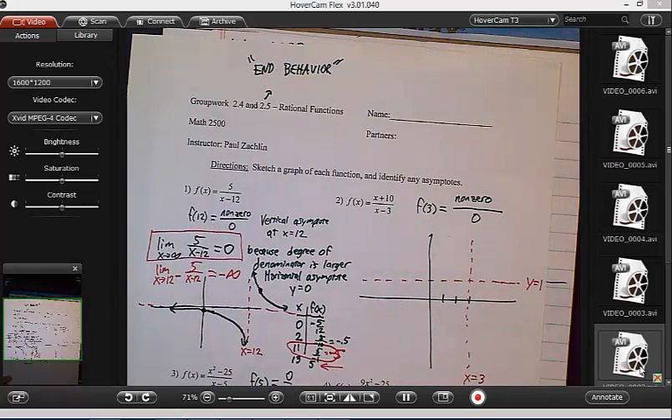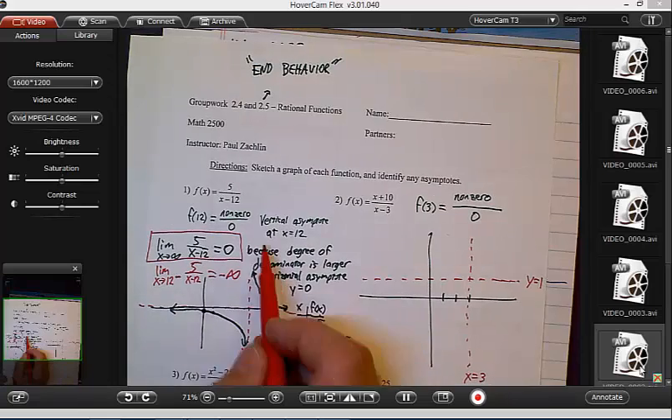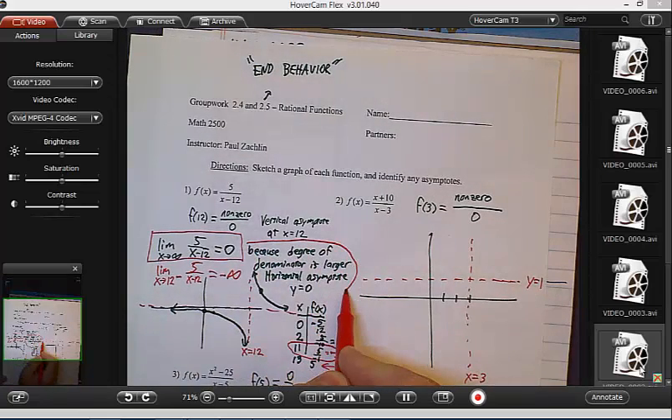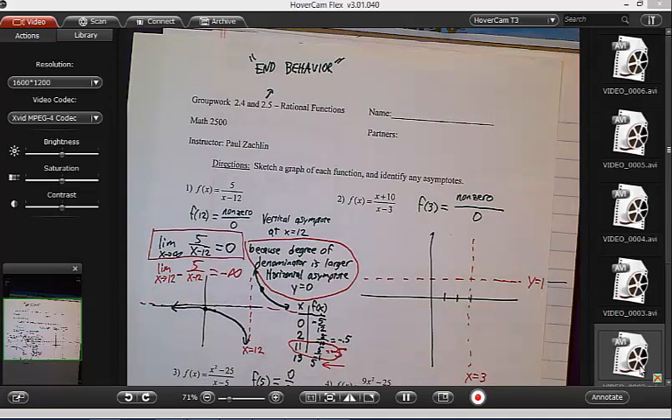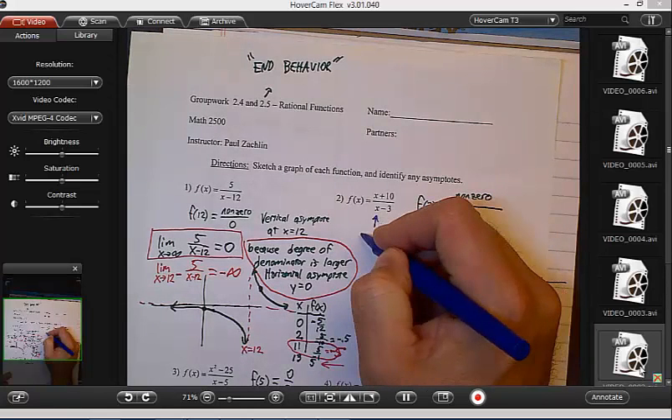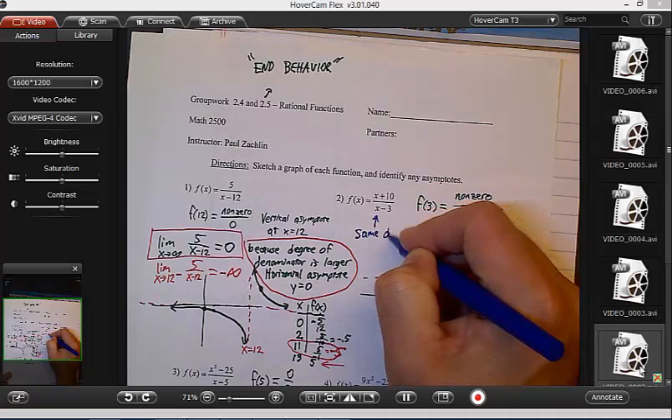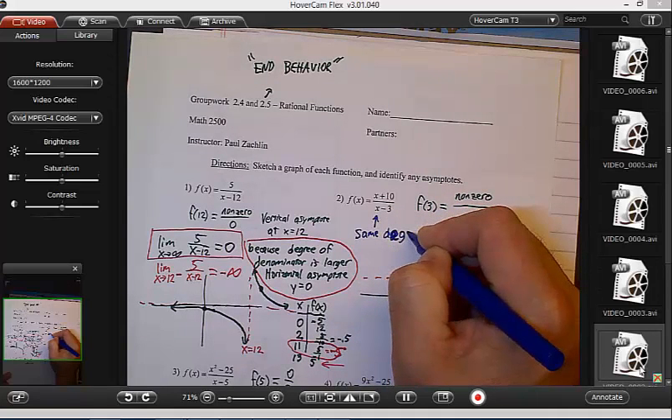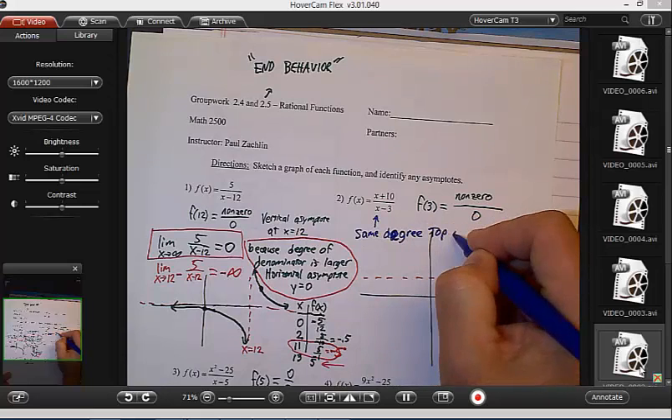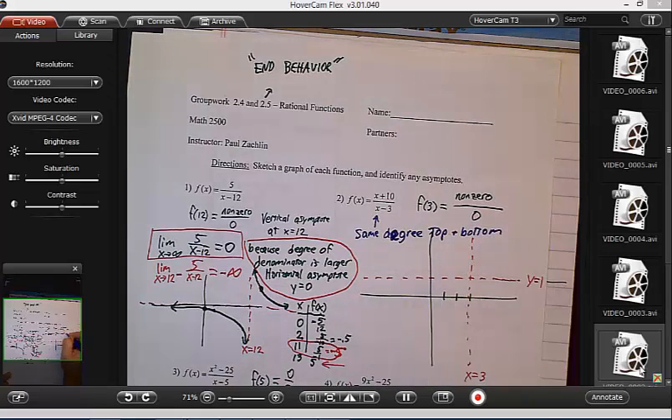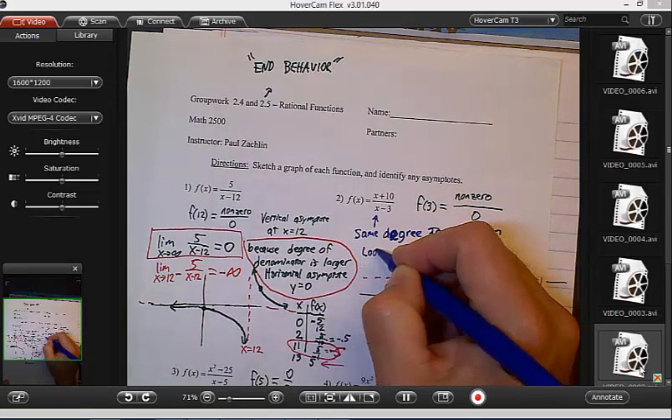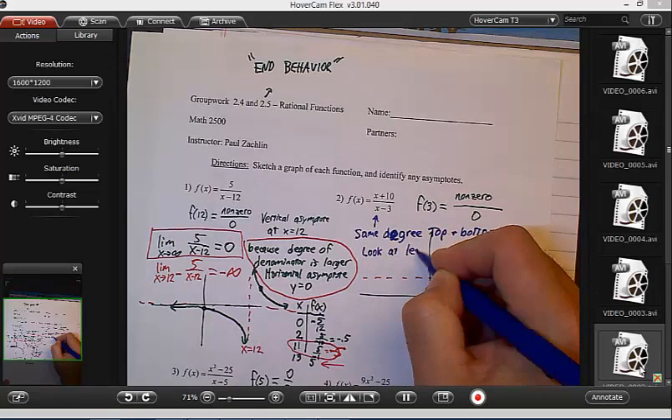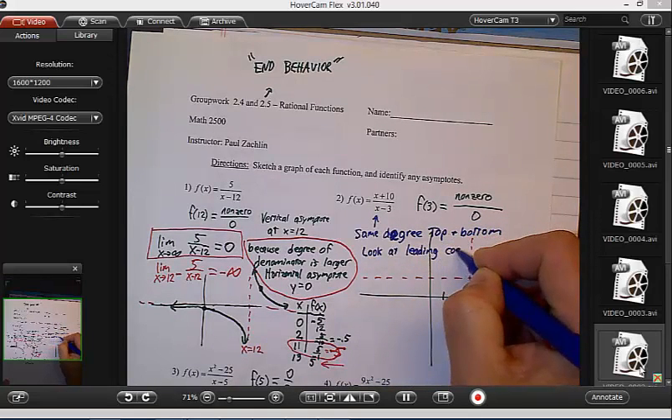So, notice the first situation, the degree of the denominator is larger than the numerator. Then you have y equals 0. But here, this is a different situation, you guys. We have the same degree, top and bottom, numerator and denominator, right? If you have the same degree, my advice is going to be look at the leading coefficients.